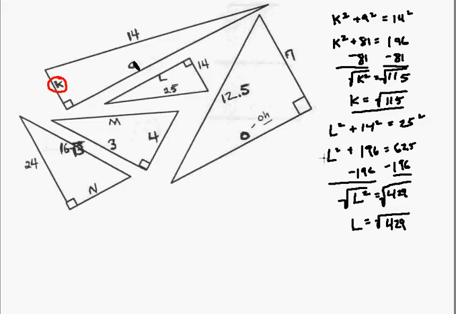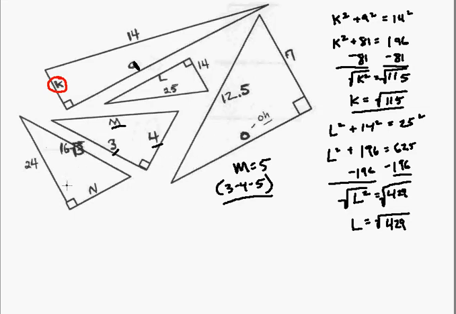All right. Then I have M. Oh, looks like this is a 3, 4, 5. So M is going to be 5. M equals 5, and that's because of a 3, 4, 5 triangle ratio. All right.